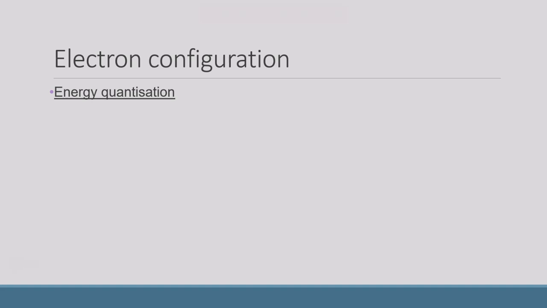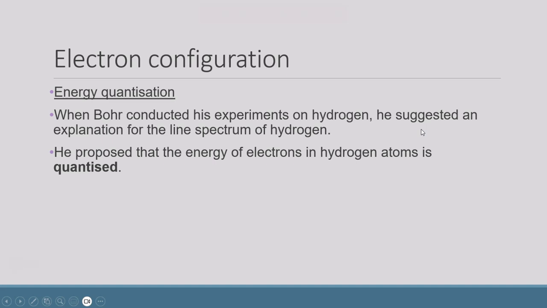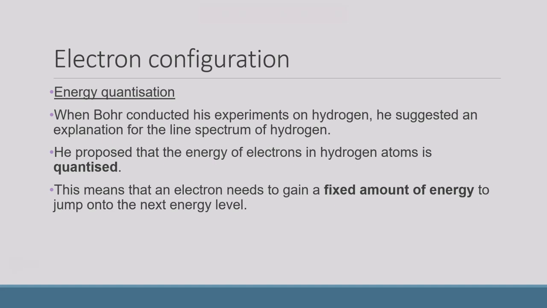Now that brings us to energy quantization. Because remember that when Bohr conducted his experiments on hydrogen, he said that the electrons need a set amount of energy to move up onto the next energy level. And that's where quantization comes in. So he proposed that the energy of the electrons in the hydrogen atoms, and in fact in any atom, is quantized. So an electron needs a fixed amount of energy to jump onto the next energy level.